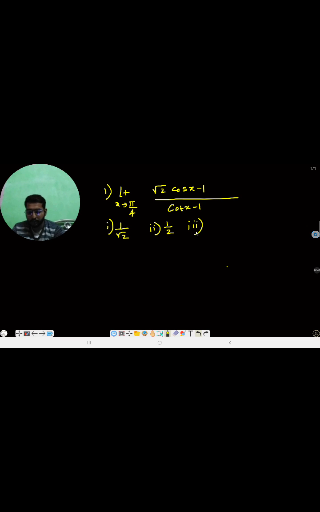Today we'll discuss some of the MCQs of the chapter limit. So we'll start now. Question number one: limit x tends to pi by 4 of (root 2 cos x minus 1) divided by (cot x minus 1). Here we have to find the limit of this function. The options are: 1 by root 2, half, 1 by 2 root 2, and 1.